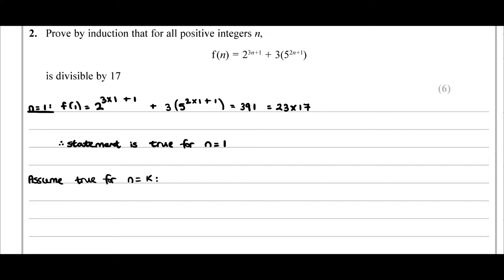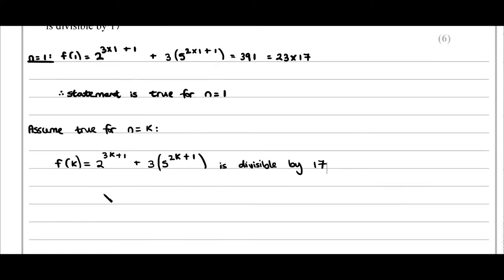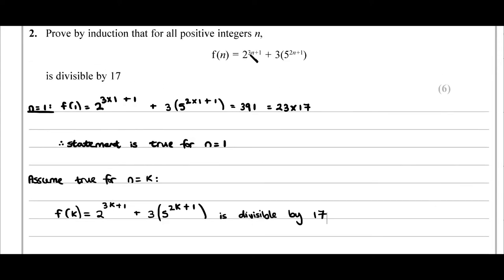And what we mean by that is f of k equals 2 to the power of 3k plus 1, plus 3 lots of 5 to the power of 2k plus 1. This result over here is divisible by 17. Okay. And now, with our induction step, we simply replace n with k plus 1.